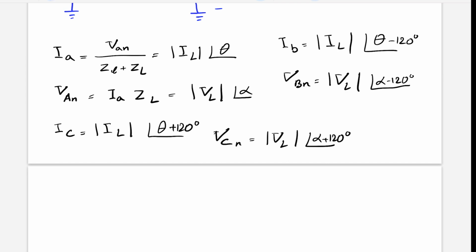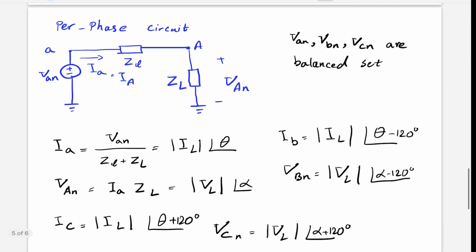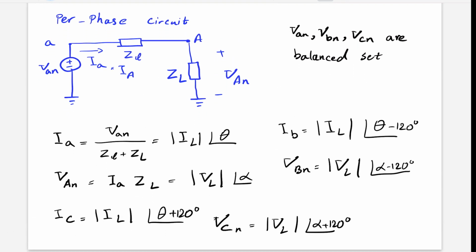Now, this is very, very good and simple. If you find just one of these sets, if you find just these two, you can find another set easily by just adding 120 degrees to the phase each turn. Okay.